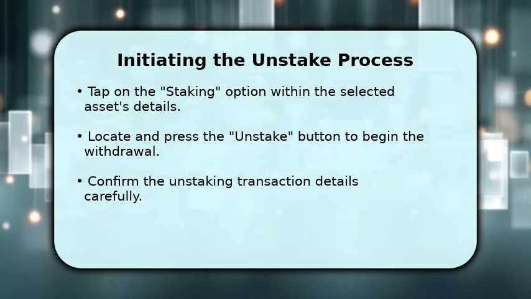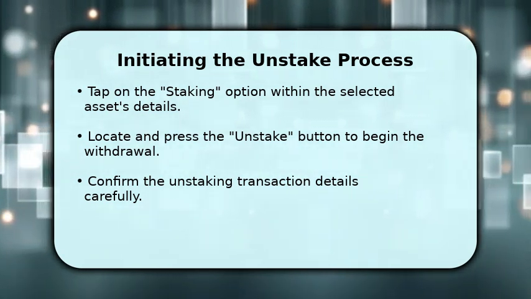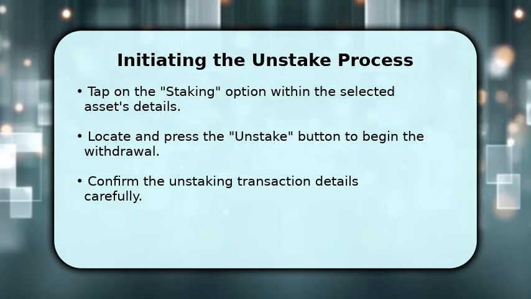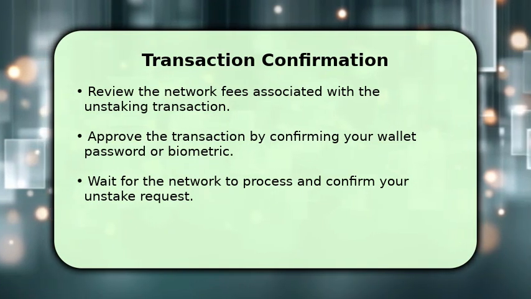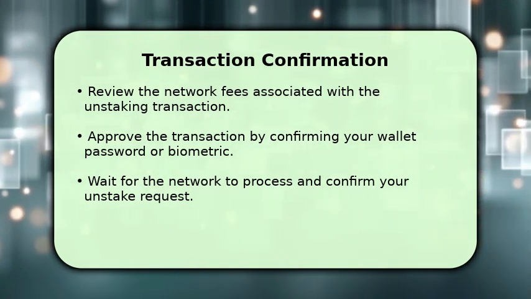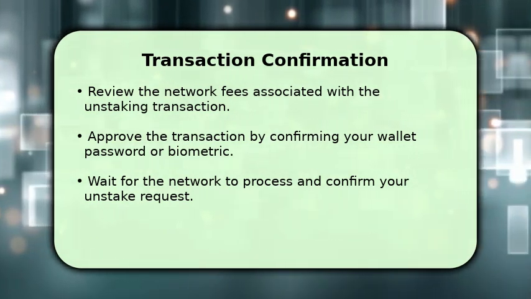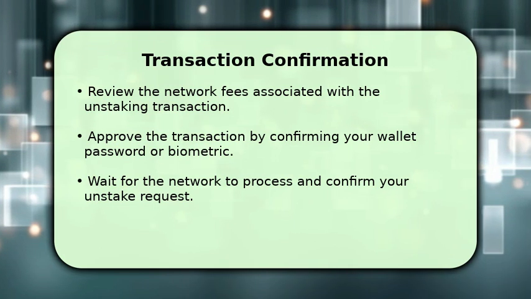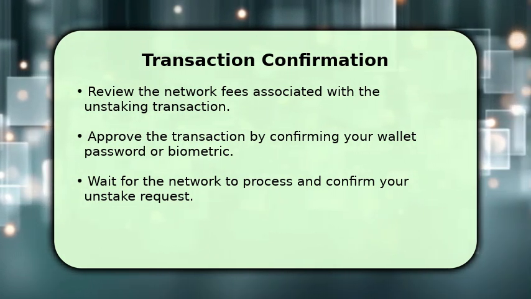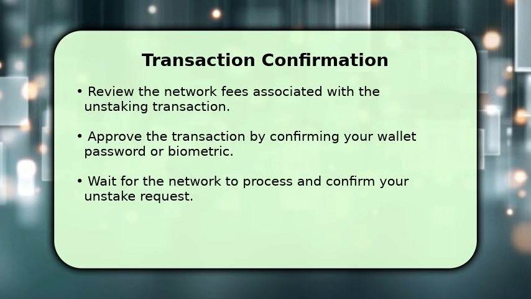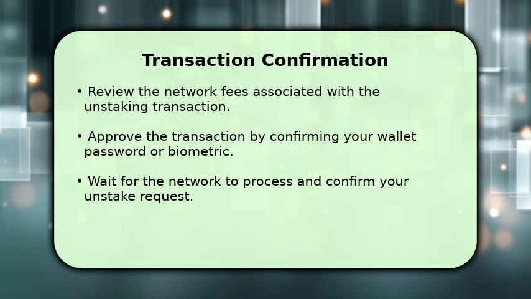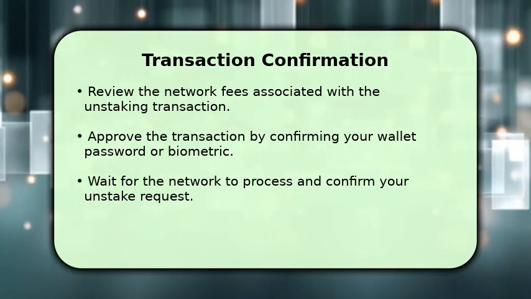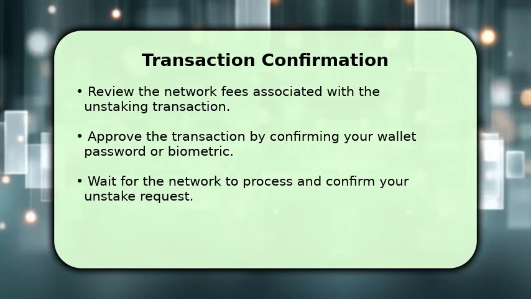Before finalizing, carefully review all the transaction details presented on your screen to ensure accuracy. Once you've initiated the unstake, you'll be prompted to review the transaction. Pay close attention to the network fees, which are typically a small amount, often less than $1, depending on the network congestion. After reviewing, approve the transaction using your wallet password or biometric authentication, like a fingerprint or Face ID.